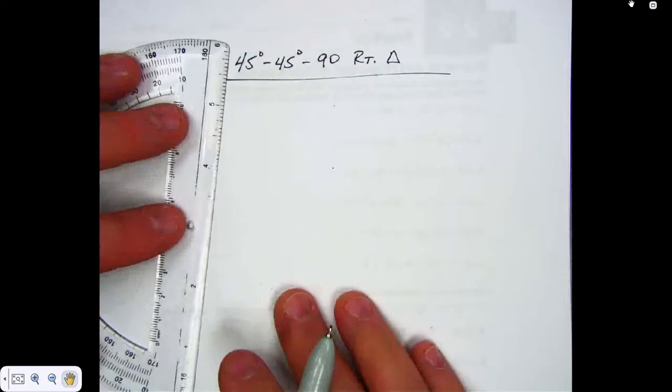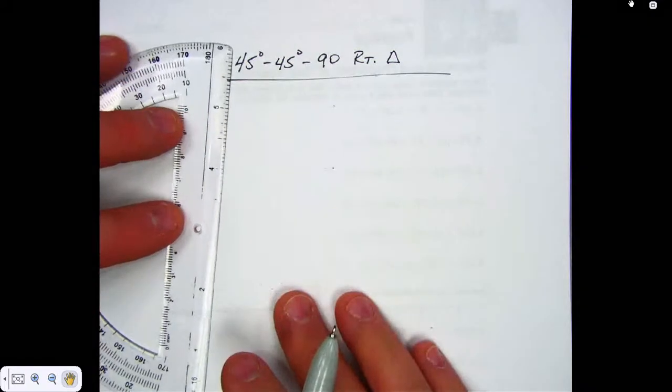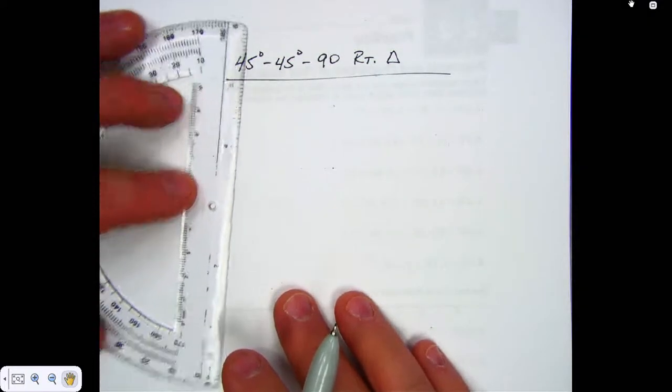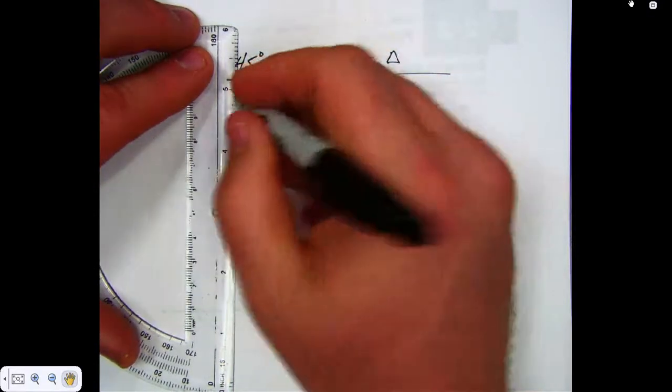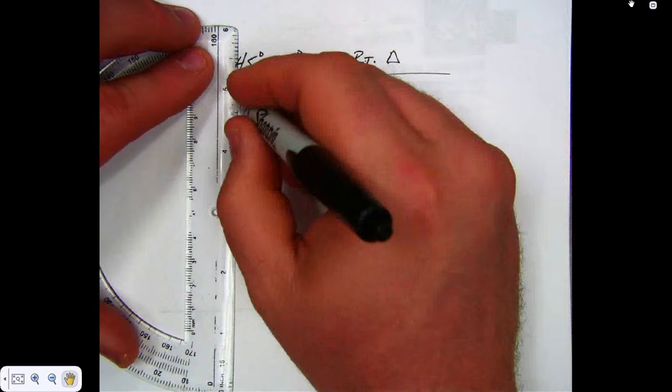It's kind of redundant to say 45, 45, 90 right triangle, isn't it? Yeah, because I already said what? 45. No, it has nothing to do with it. The 90. Doesn't 90 and right mean the same thing? Yeah.